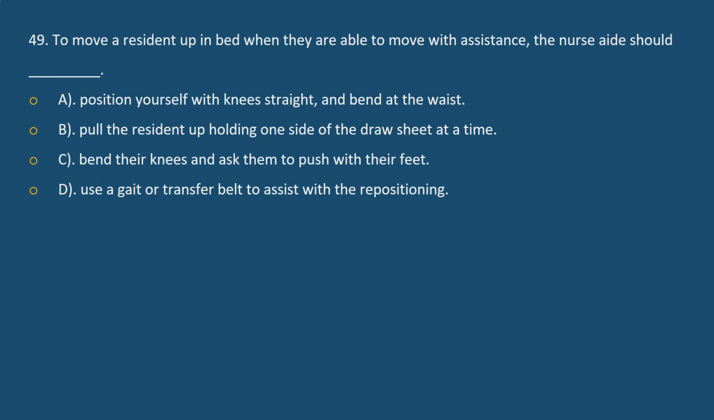Question 49. To move a resident up in bed when they are able to move with assistance, the nurse aide should A. Position yourself with knees straight and bent at the waist. B. Pull the resident up holding one side of the draw sheet at a time. C. Bend their knees and ask them to push with their feet. D. Use a gait or transfer belt to assist with the repositioning.